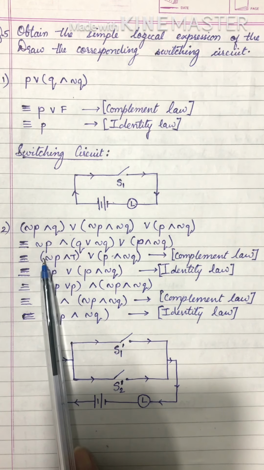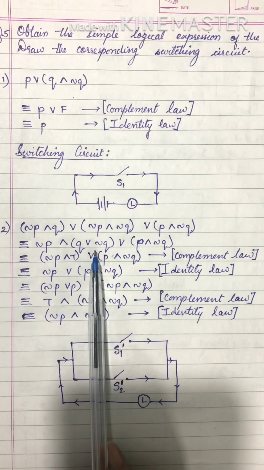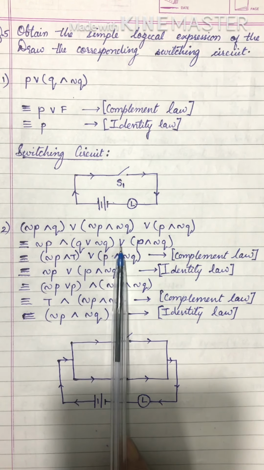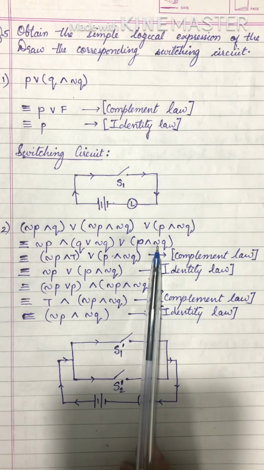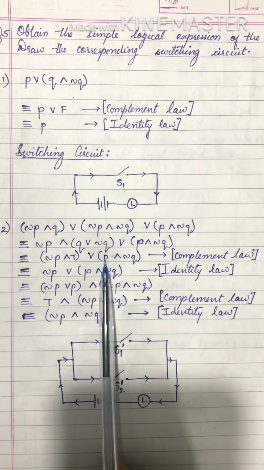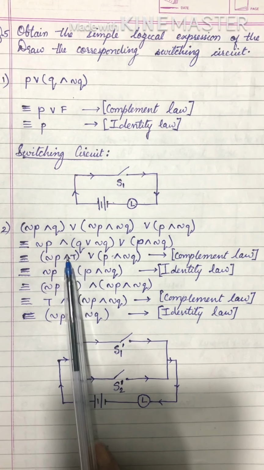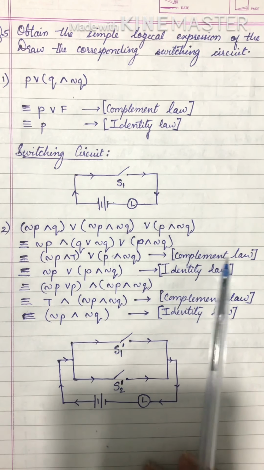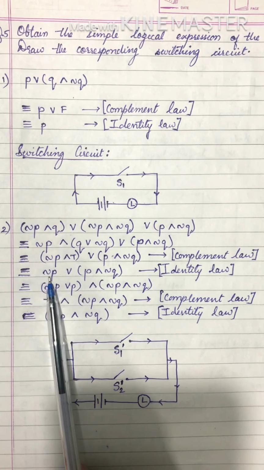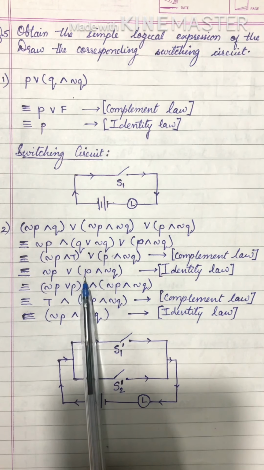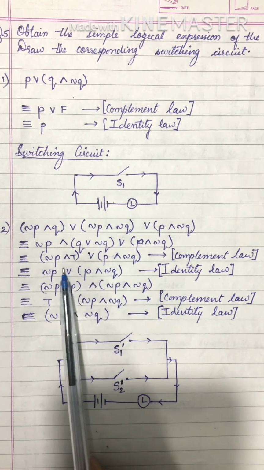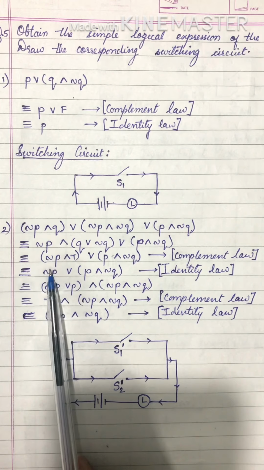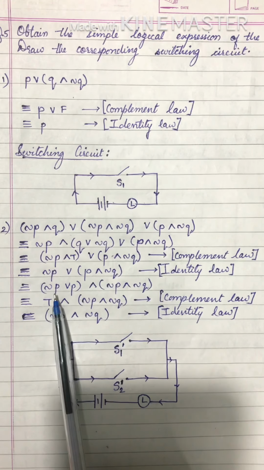What I have done here, see, negation P and T, because Q or negation Q gives you T, or P and negation Q, P and negation Q, it will remain as it is. Now here what we have used for Q or negation Q, we got T. This is complement law. Next, negation P or P and negation Q. Now here, negation P and T will give you that same thing. Okay, this is identity law.